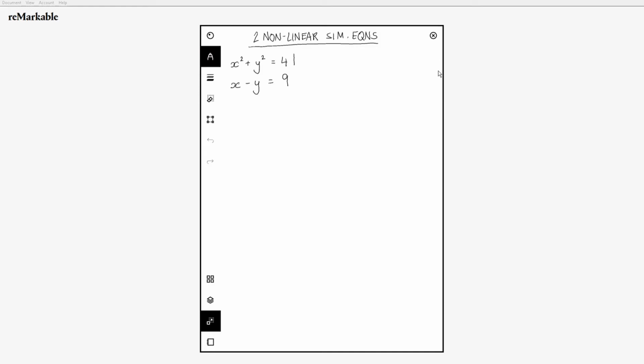We have to do a method here called substitution, which can be slightly more confusing than the method we did last time, which was called elimination. So same thing here. We always number our equations 1 and 2 so that we know what we're talking about at any given time.